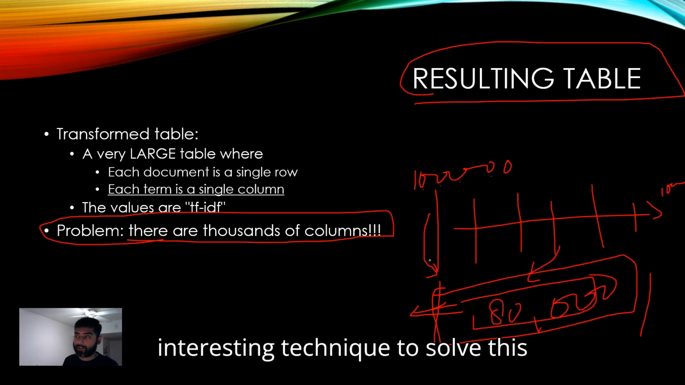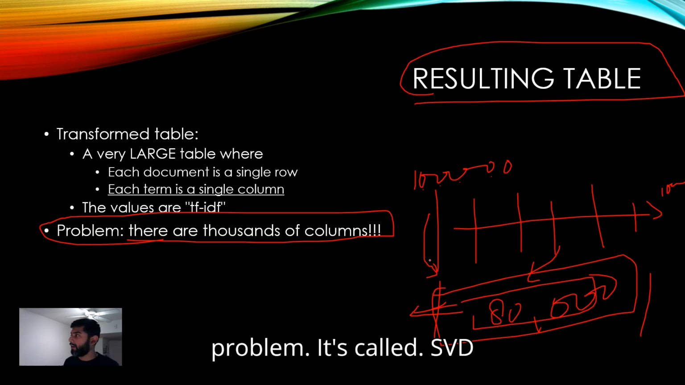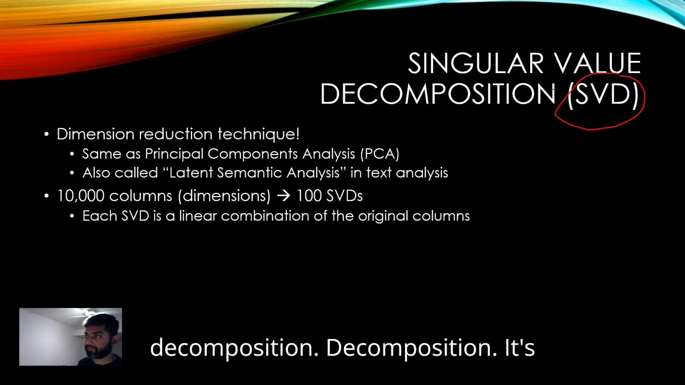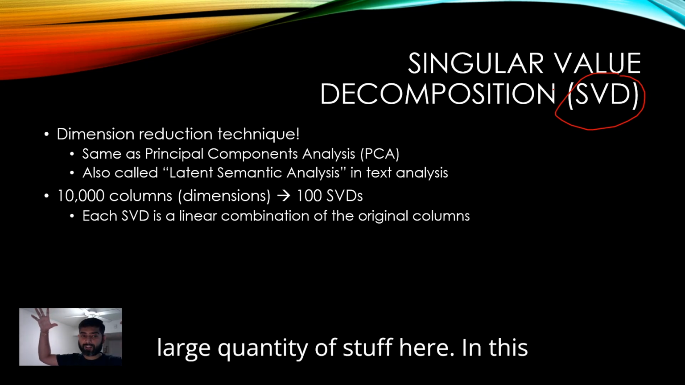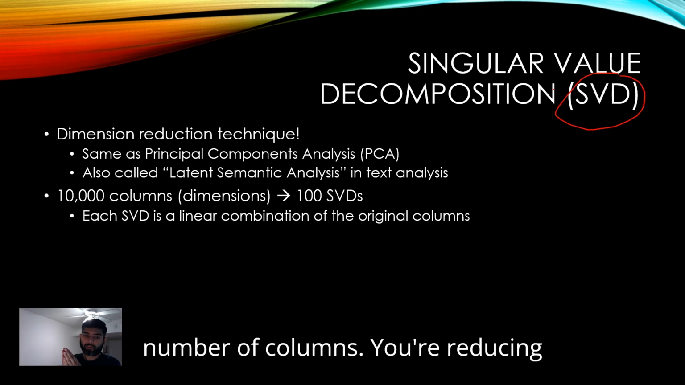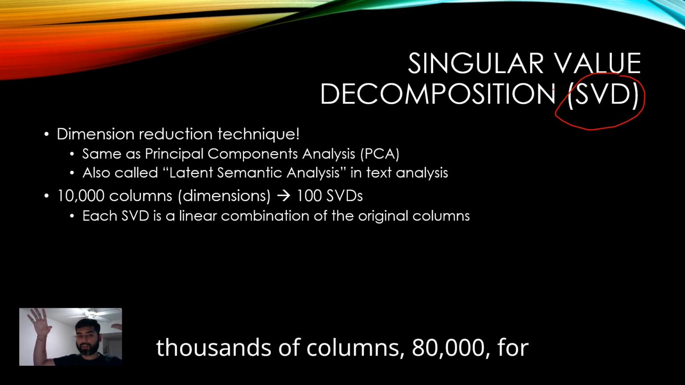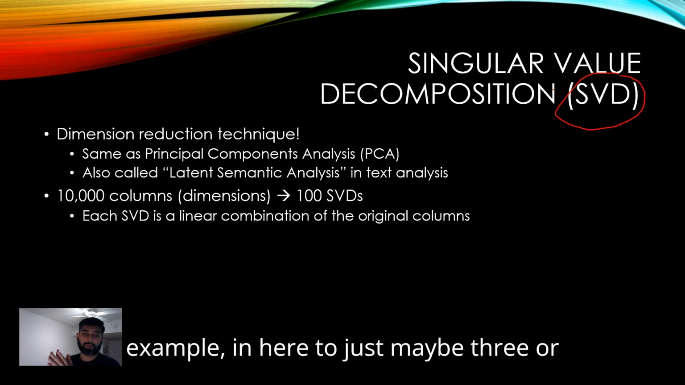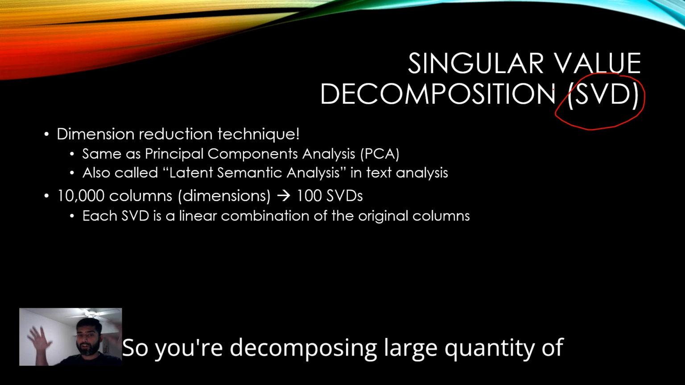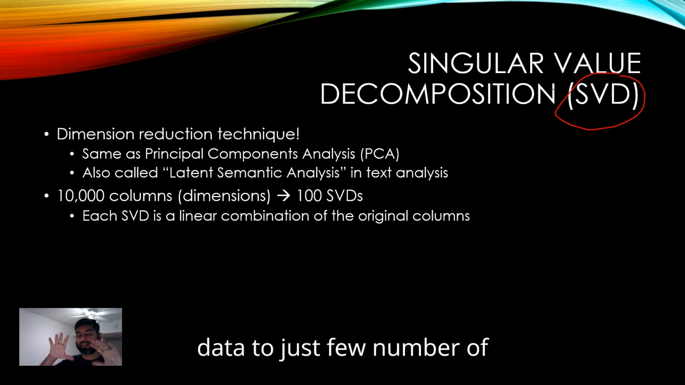And there's an interesting technique to solve this problem. It's called SVD, or singular value decomposition. Decomposition, it's pretty obvious that you're decomposing a large quantity of stuff. Here, in this case, a large number of columns to a smaller number of columns. You're reducing thousands of columns, 80,000, for example, to just maybe 300 or 400 columns or 500, 600 columns. So you're decomposing a large quantity of data to just a few columns.